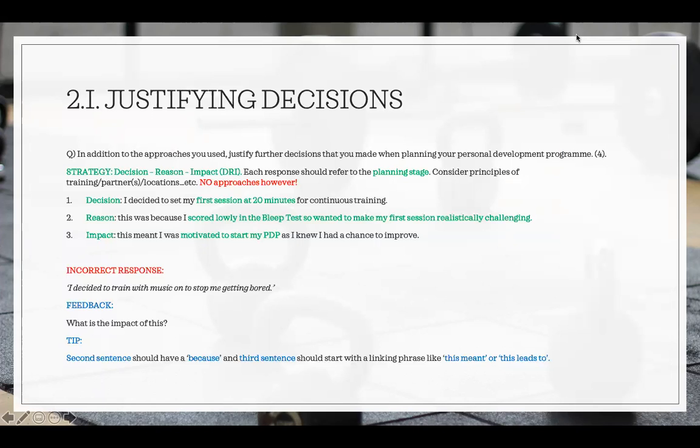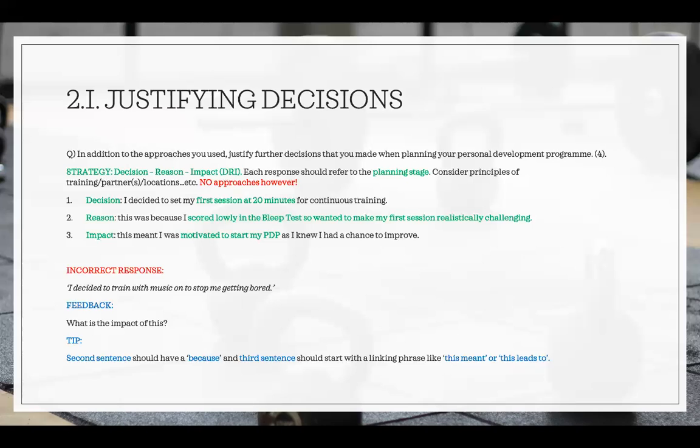What we're wanting is kids to justify decisions they made when they're planning their PDP. So they're not carrying it out, it's when they're planning it. A key thing, if you notice at the start of the question, is "in addition to the approaches you used", so they're not allowed to talk about the approaches they picked. It's on top of those approaches they've used.